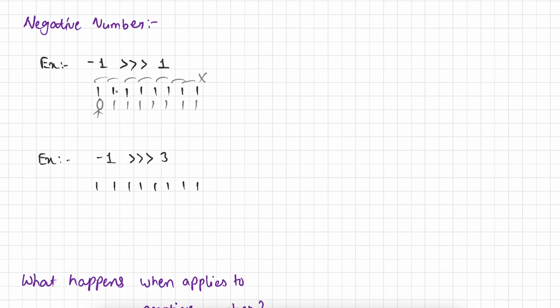Now, what is the decimal representation of this binary? It is simple: 2 to the power 1 2 3 4 5 6 7, so 2 to the power 7 minus 1. It is going to be 127, right? So as you can see, we gave a negative number and we get a positive number. Okay, let's see the second example.